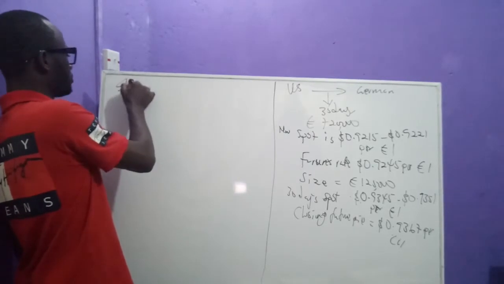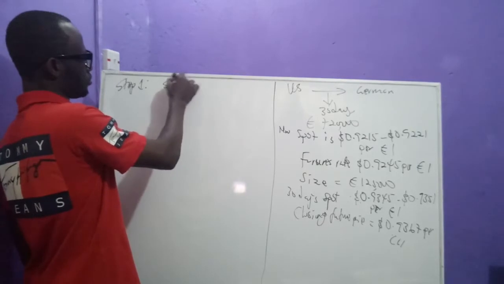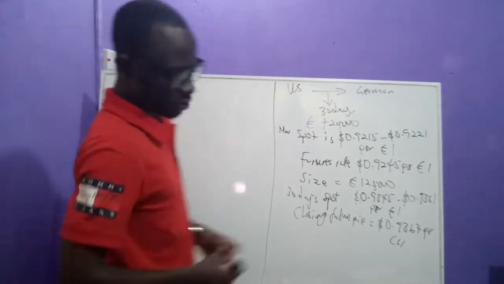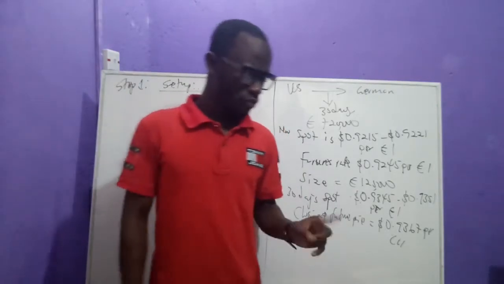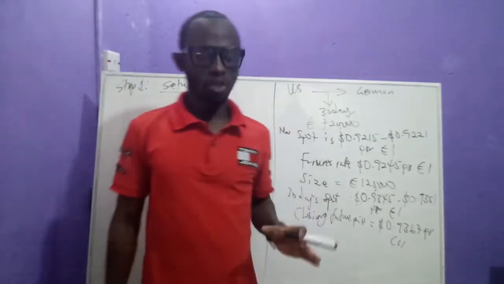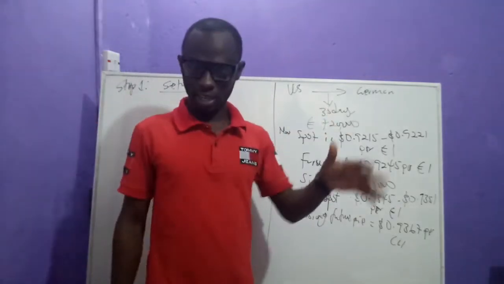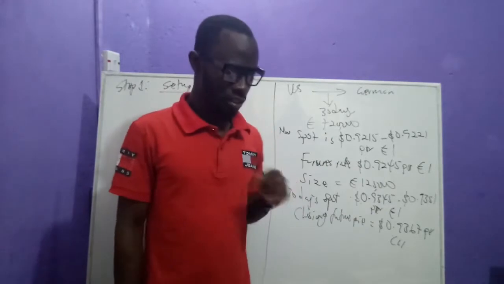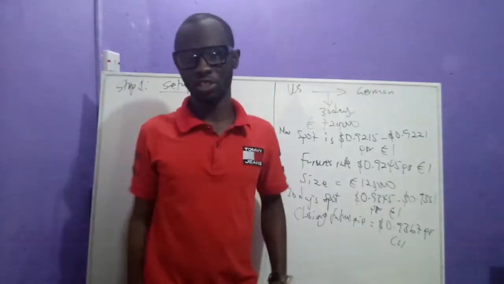So step 1, we set up the futures. Now the question we ask ourselves is, which future must we buy? From the question we are told that there is only a 3-month future. So even though we're making payment in 30 days' time, which is 1 month, the futures available that we can buy are the 3-month futures.